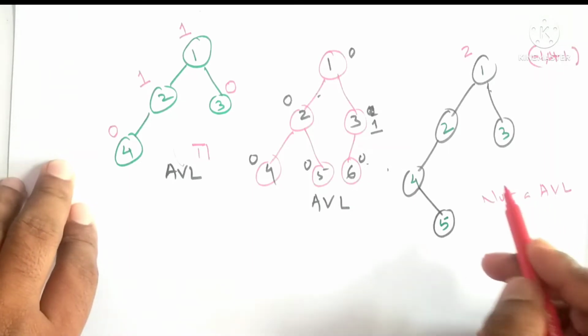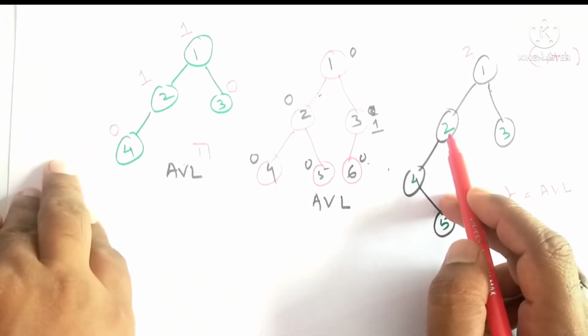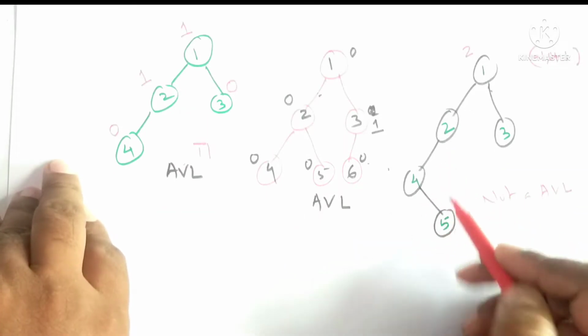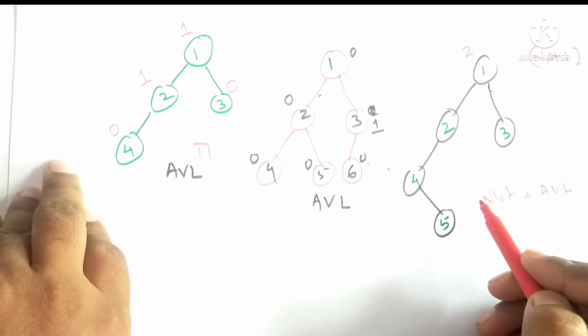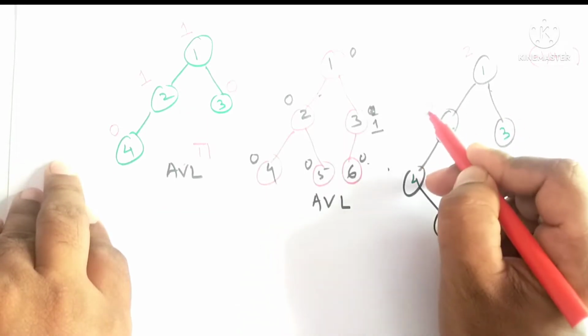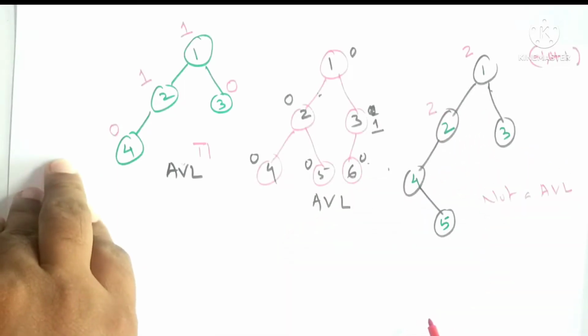So if I ask what is the balance factor of node number 2? Left subtree, that is 2. Right subtree, there is no right subtree, so 0. So 2 minus 0 is 2.